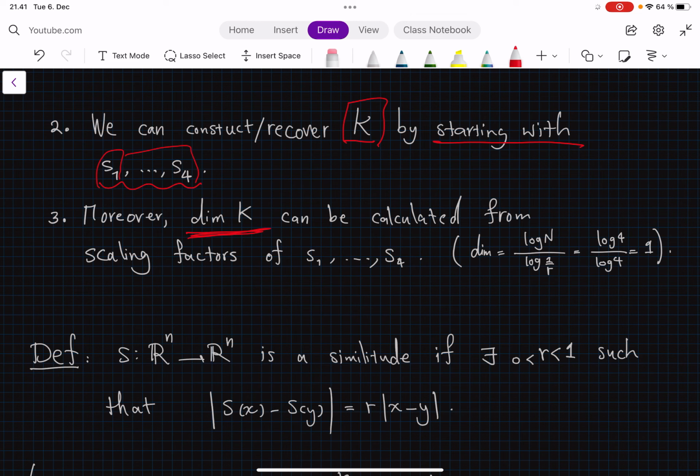In this particular case, because all maps have the same shrinking factor, have the same scaling factor, it's given by this formula: the number of maps divided by the logarithm of the inverse of the scaling ratio. So in this case, we have 4 maps for the four-corner Cantor set, and then each one was scaling by 1/4, so you get 1. And previously we had seen through very different techniques that the Hausdorff dimension of the four-corner Cantor set equals 1.